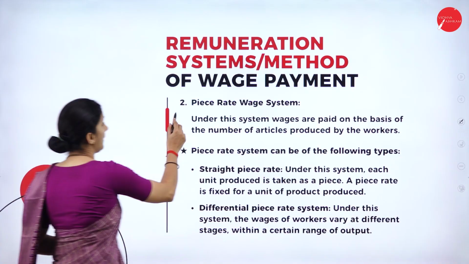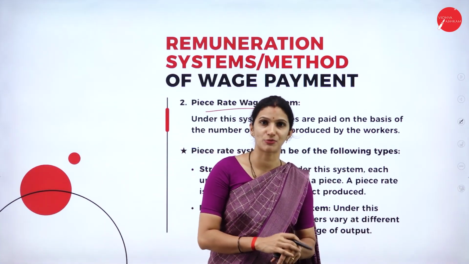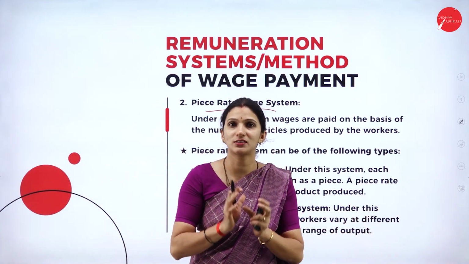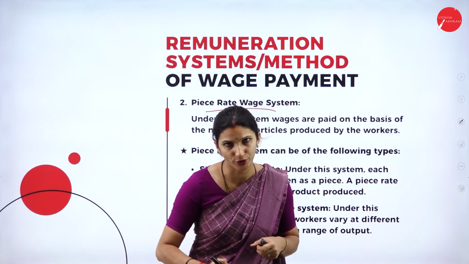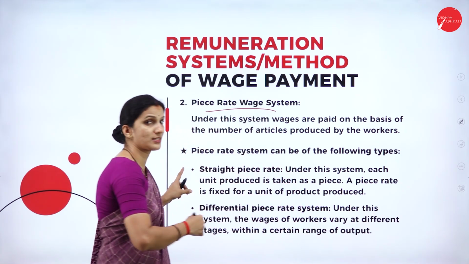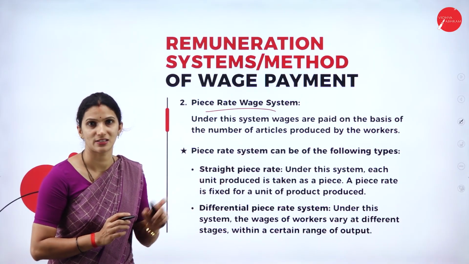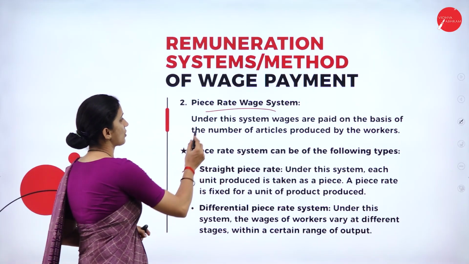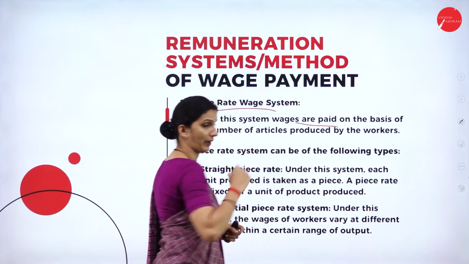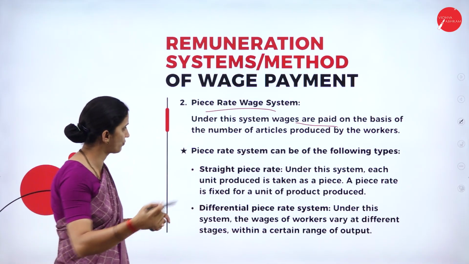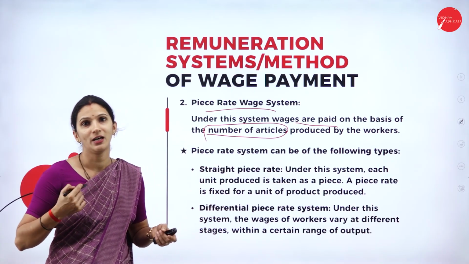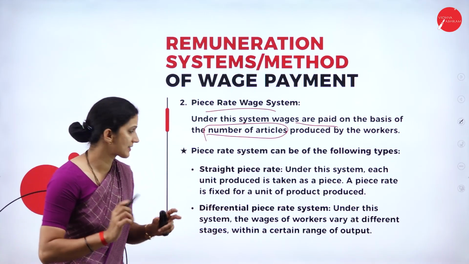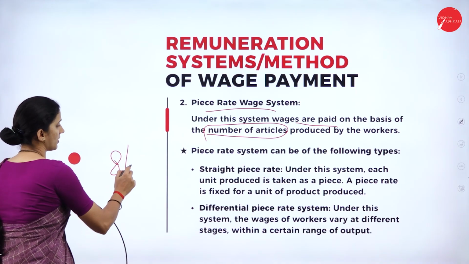And then we have the piece wage rate system. Piece here means the actual output that the employees have produced. Based on that, the wages are paid to the workers. Under this system, wages are paid on the basis of the number of articles produced by the workers. For example, in a day of 8 hours of work.